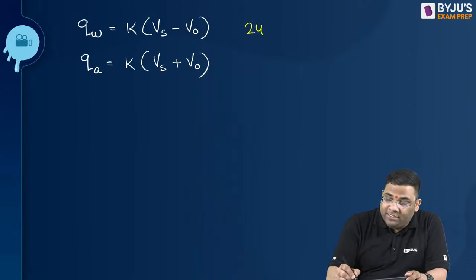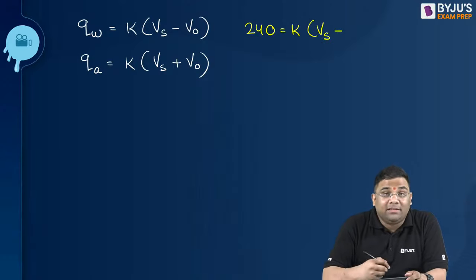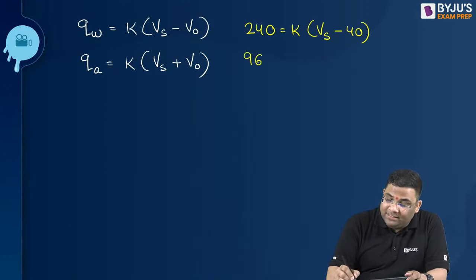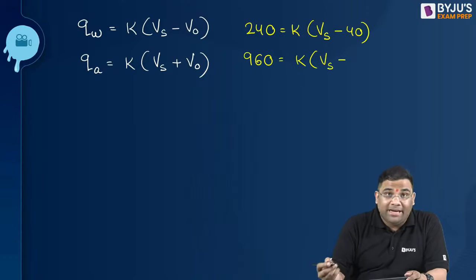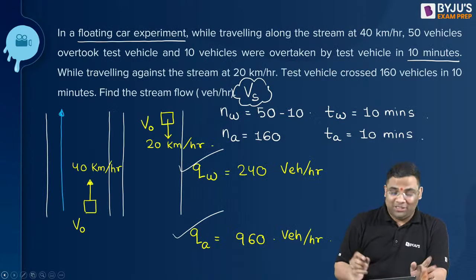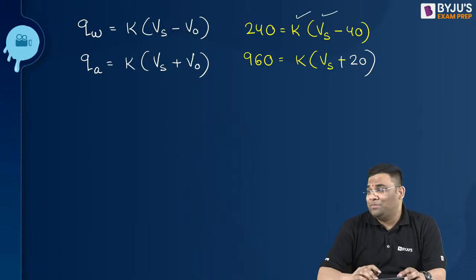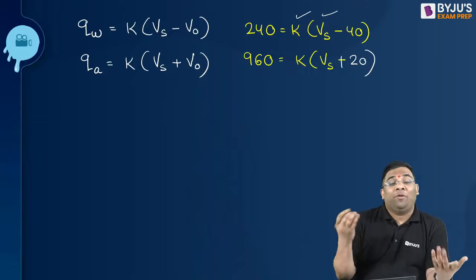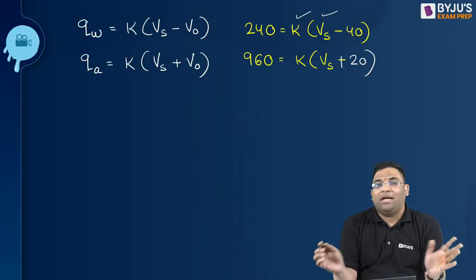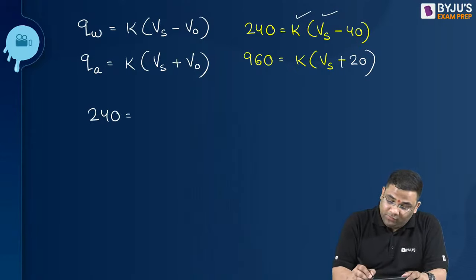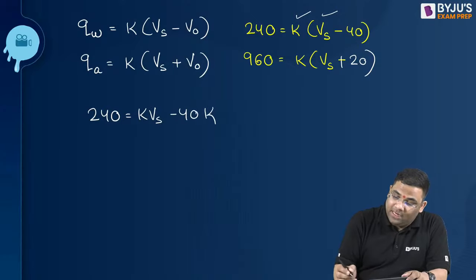So from here, 240 is equal to K into Vs minus 40, because when we are traveling with, it is 40. And then 960 is equal to K into Vs plus 20. Everyone understood? Now you can easily find out K and Vs, the traffic density and the stream velocity. This is the aim of the floating car method or moving observer method, which we studied so nicely. So you can take this as 240 is equal to KVS minus 40K, and from here, 960 is equal to KVS plus 20K.